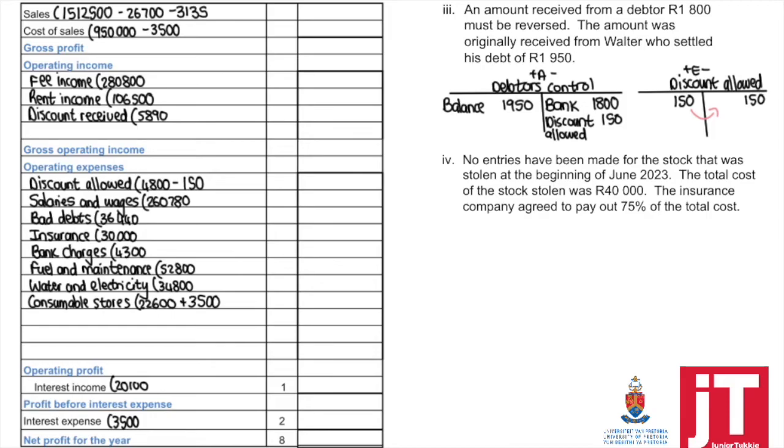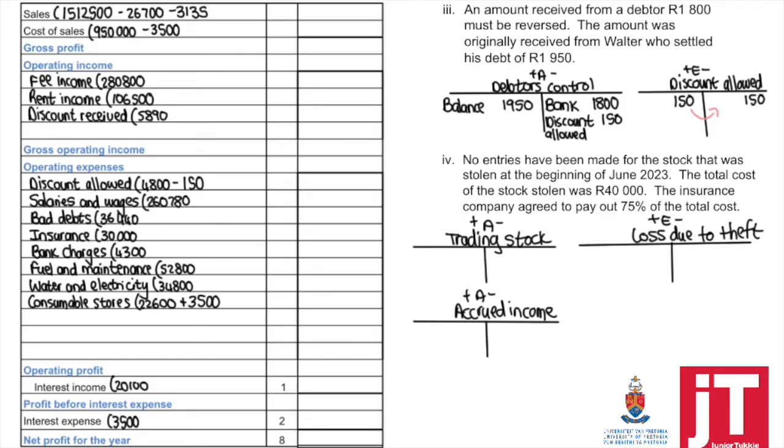Next adjustment. No entries have been made for the stock that was stolen at the beginning of June 2023. The total cost of the stock stolen was 40,000. The insurance company agreed to pay out 75% of the total cost. Now, first thing, this has nothing to do with the insurance expense account. Stock has been stolen, which means we need to show the original cost of the stock that was lost. We're not going to say the insurance company is going to pay out 75%, so the difference goes into my trading stock account. No, show the original cost, which was 40,000.